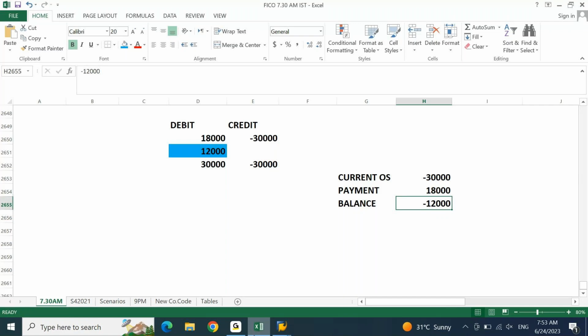What is the expectation or intention? It is already there in the vendor account. We want to remove it from the vendor account. If it is already there in the vendor account, is it a debit or a credit in the vendor account currently? It is a credit.